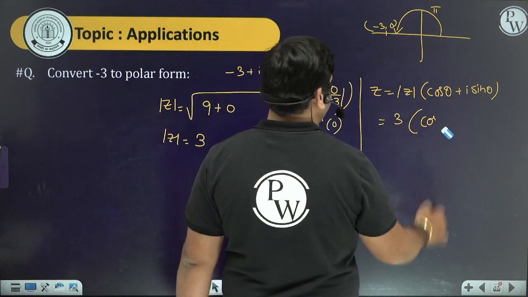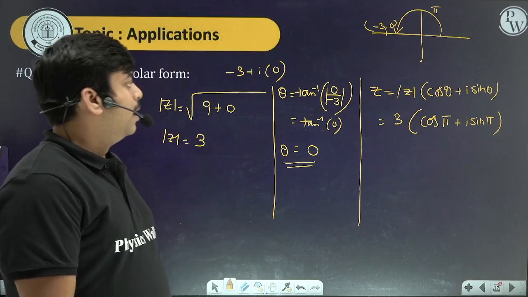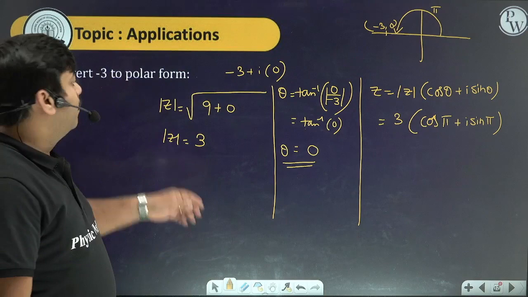Cos pi plus i sin pi. Understood, everyone? Okay. So 3 times cos pi plus i sin pi will be the polar form of the number minus 3. Clear? Right.